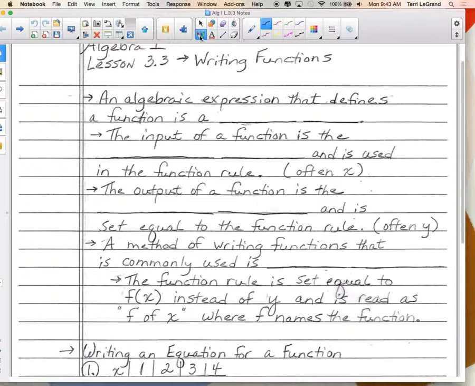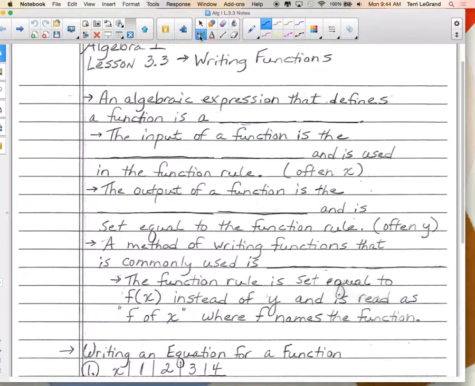What's an algebraic expression? Does an expression have an equal sign in it? No. What can it be made up of? Letters and numbers. It has to have letters, doesn't it? Otherwise it can't be called algebraic. It's called numeric if it doesn't have letters. So numbers, letters, what else? Operations. Yeah. But it can't have what? An equal sign if it's called an expression.